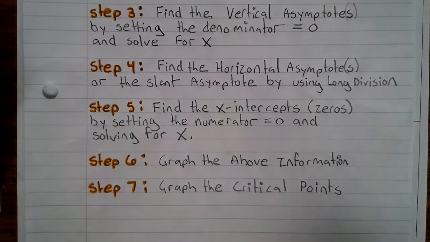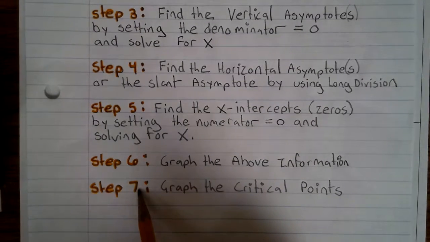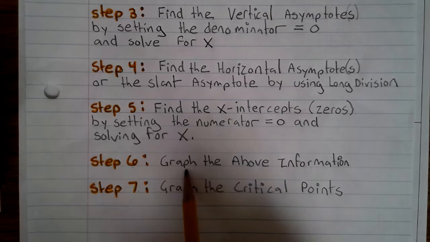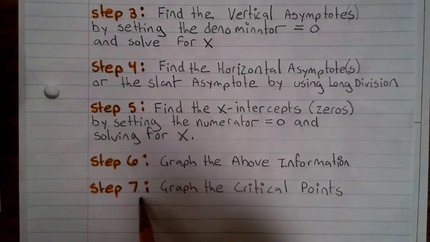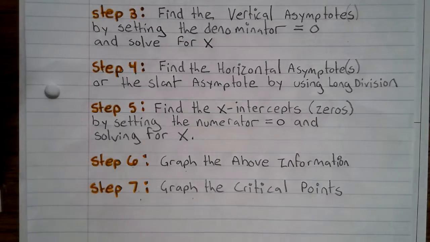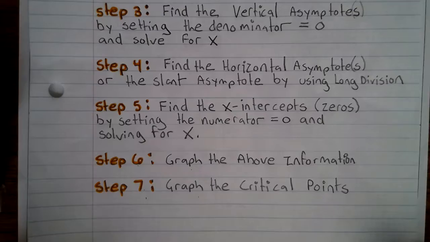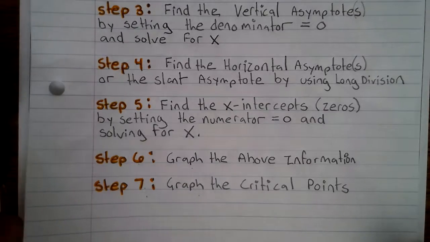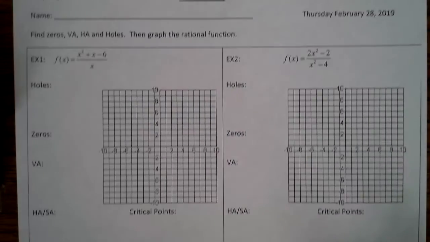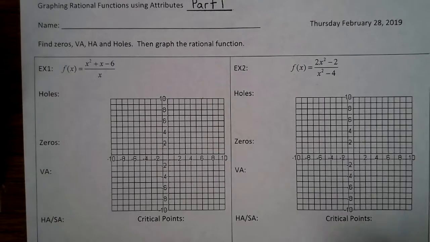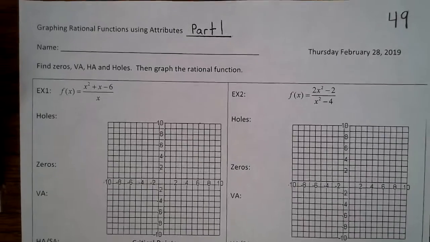Now, here's what we didn't do in the previous lesson. We didn't do step 6, graph the above information, and step 7, graph the critical points. And that's what we're going to do in today's lesson. So if you would, we have your notes. Let's put it off to the side, and let's go through our examples. All right. Find the zeros, vertical asymptote, horizontal asymptote, and holes, then graph the rational function. Almost forgot, that's on page 49.